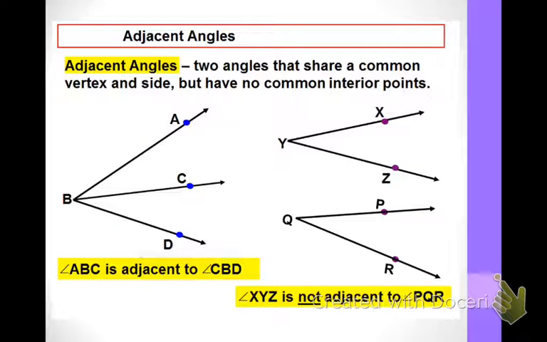First word we're going to learn is adjacent. You want to write this down? Adjacent angles: two angles that share a common vertex and side, but have no common interior points. I'll bring this to a real-life example in a minute. All right? Two angles that share a common vertex and side, but have no common interior points.